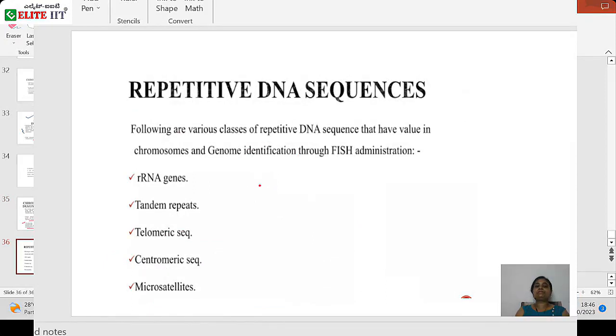See, a few repetitive sequences you can identify. A lot of repetitive sequences are there, and in humans especially you can consider, but repetitive sequences will be different for different persons. See, following are various classes of repetitive DNA sequences.